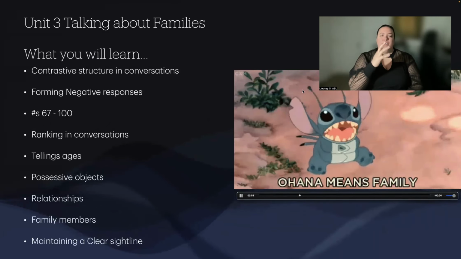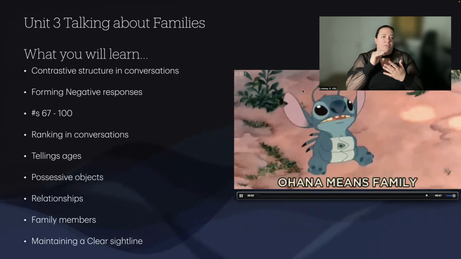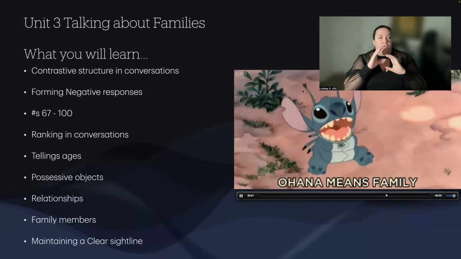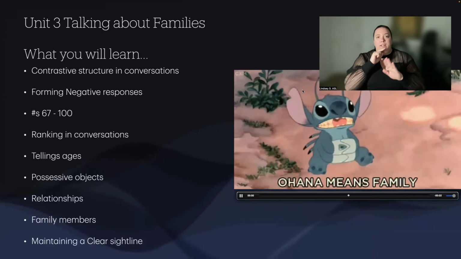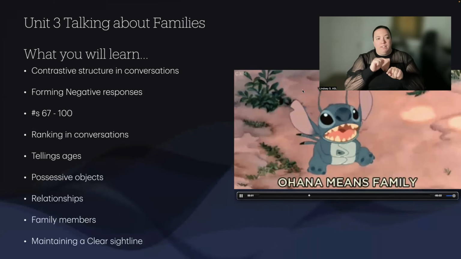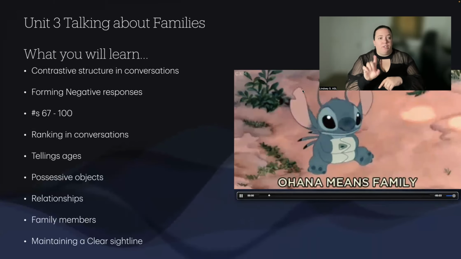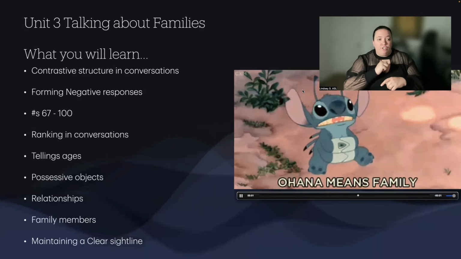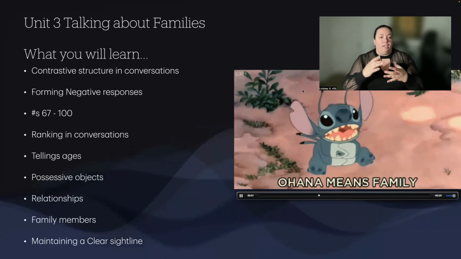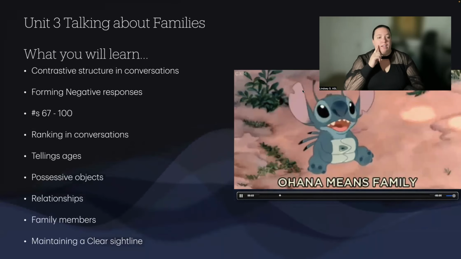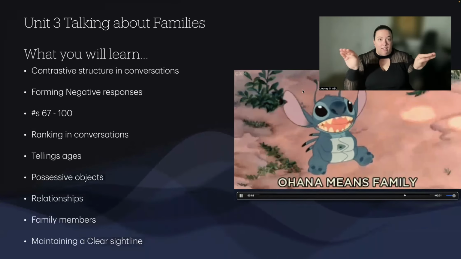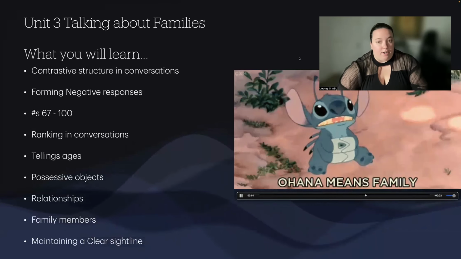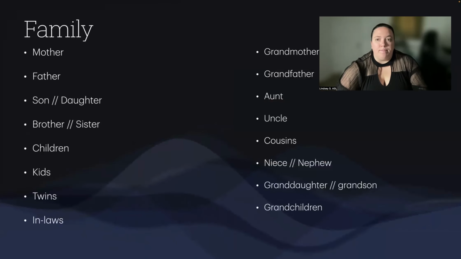But Unit 4, talking about families, you're going to be learning about contrastive structures in conversations, forming negative responses, 67 to 100, ranking in conversations, telling ages, possessive objects, relationships, family members, and then maintaining a clear sightline. All right, let's go ahead and get started.